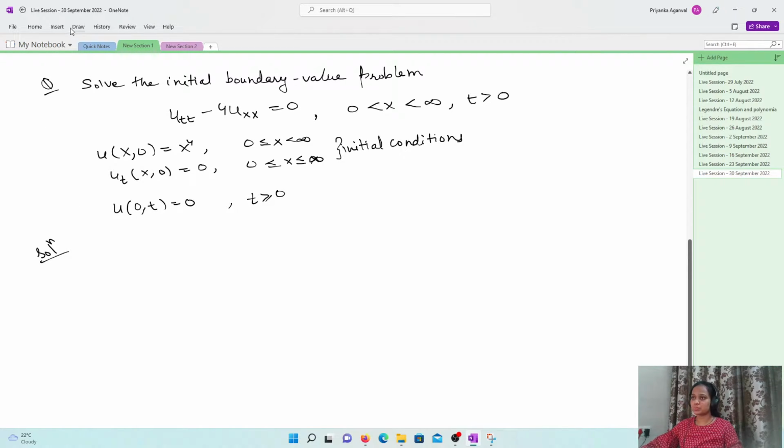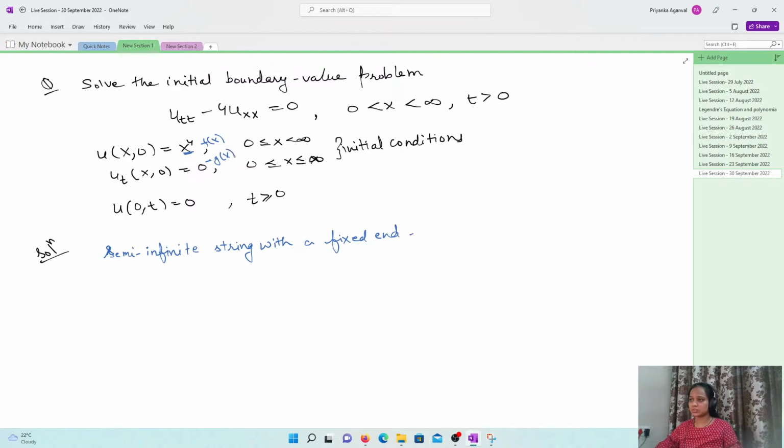So clearly this problem is a semi-infinite string with a fixed end. So it falls in this category, and we see that this x to the power 4 we can call f(x), and this we can call g(x).